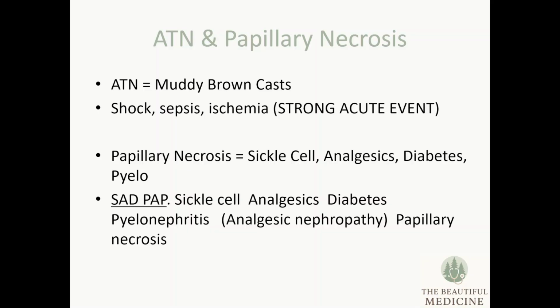And for papillary necrosis, this is the papilla. It's a different area of your kidneys. ATN is acute tubular, so tubes, and papillary, papilla. And you will see a different setting, of course. Sickle cell, analgesics, diabetes, pyelonephritis. So you can see a case where you have pyelonephritis. So I have this mnemonic here. It can save you time. Sickle cell, analgesics, diabetes, pyelonephritis.